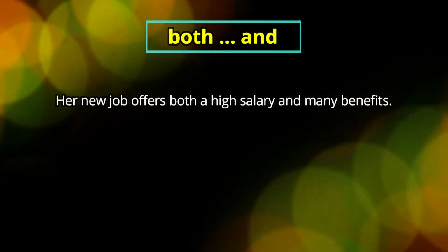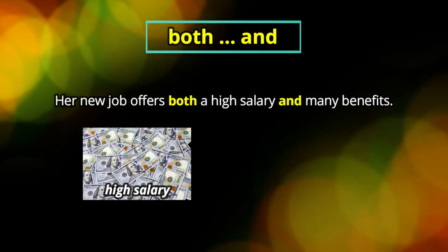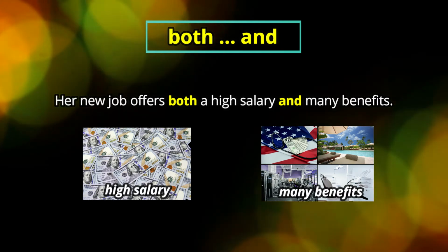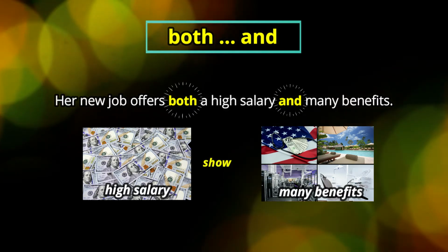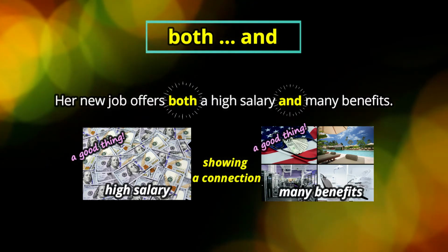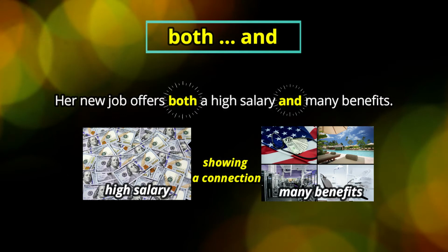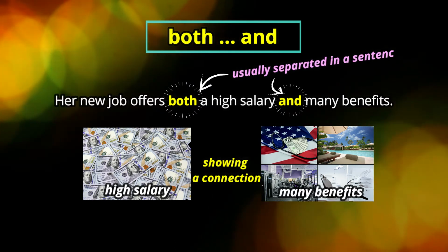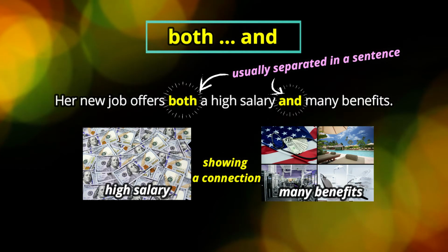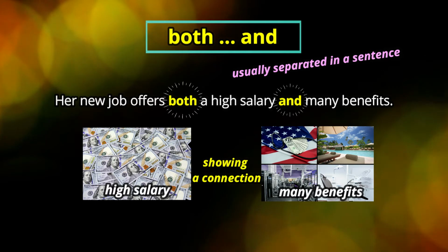The first one we're going to look at is both and. Okay, in the example, her new job offers both a high salary and many benefits. So in this case, both and are showing a connection between two good things about her job, right? A high salary and many benefits. And you can also notice that they're separated in the sentence. That's the way they usually are. There are different cases where they might be together, but most of the time they're separated.